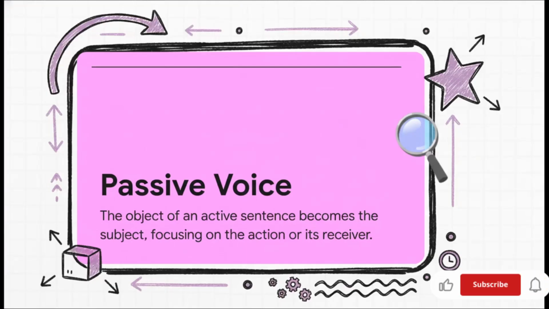So here's the key thing. The passive voice basically flips a sentence completely around. The object, the thing that's having something done to it, suddenly becomes the star of the show, the new subject. And by doing that, it totally shifts our attention away from the doer and puts it right onto the action itself, or whatever the result was.